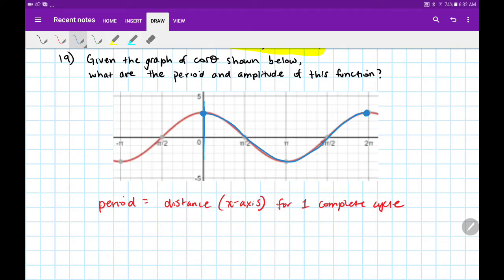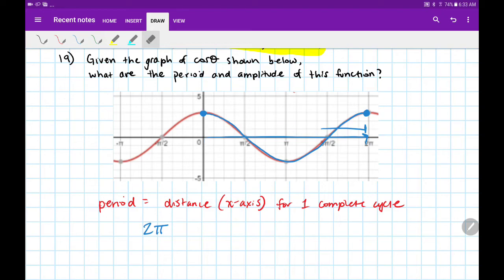So from 0 until 2 pi, our graph went like this, and now it's back at its original starting point. That's one complete cycle. Because if I were to repeat that, I continue on with my curve. So I know I calculated that correct. That's the right distance. So from 0 to 2 pi, the distance is 2 pi. That's one period.